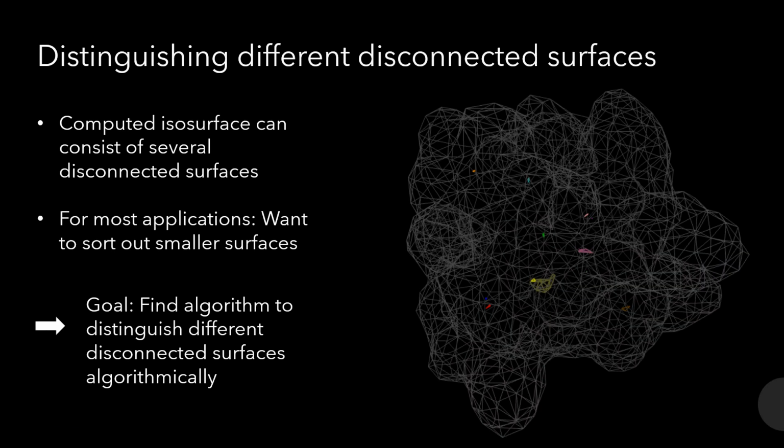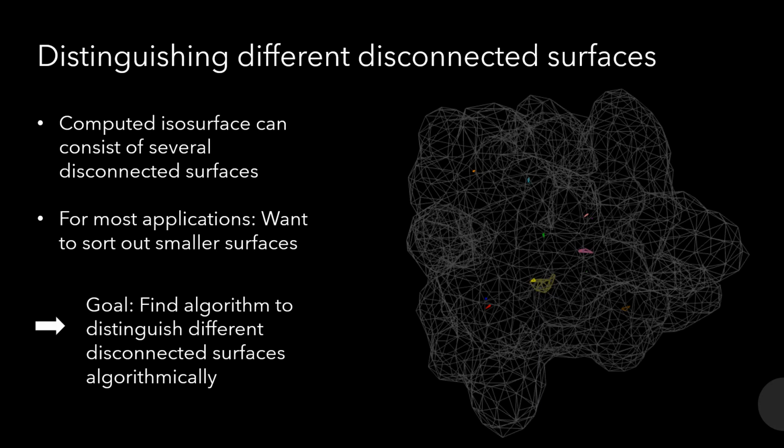Now we come to new features and improvements which we added this year. One feature is the distinction between different disconnected surfaces, which I explain now. It is possible that the resulting isosurface is not a single closed compound, but consists of several disconnected surfaces. One example is shown here in the red figure. Here you can see several small surfaces in the inside of one large connected outer surface. For most applications, we are not interested in the smaller surfaces, and we want to sort them out automatically.